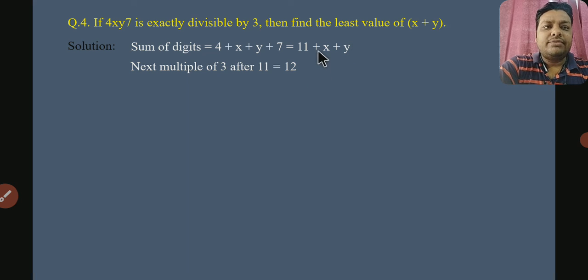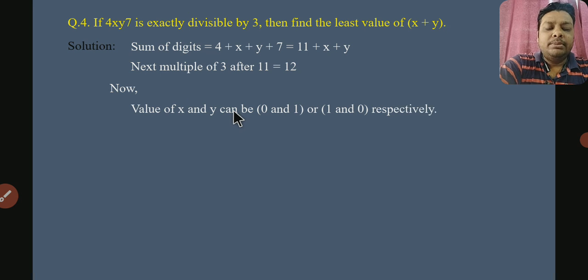After 11 the next value which is divisible by 3 is 12. But after 11, if you add only 1, and here there are 2 values, if one value is 1, then the other can be 0 only, because 0 plus 1 is 1 only. So the value of x and y can be: if x is 0, then y will be 1. If x is 1, then y will be 0.